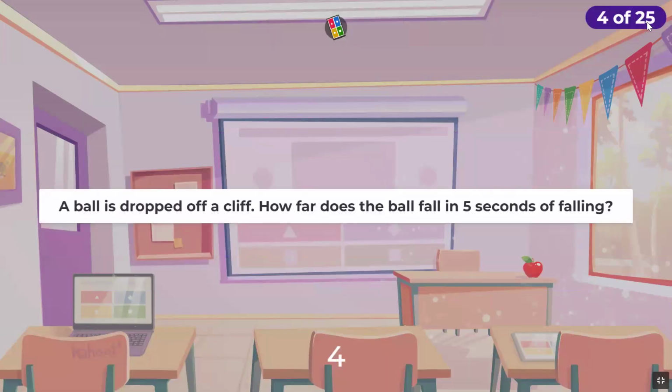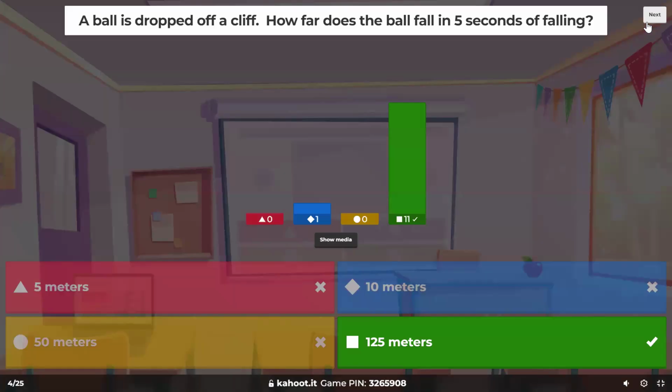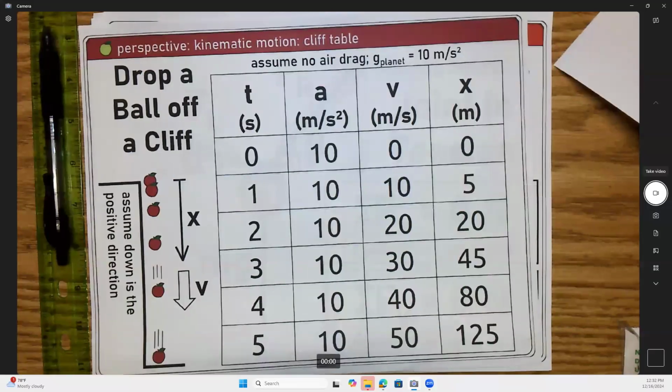A ball is dropped off a cliff. How far does the ball fall in 5 seconds? How far? That's a function of time. Hey, does that sound like h equals 1/2 gt squared? Whoa! How'd everybody know that? College. College is the answer to that question, because that's the college equation, isn't it?